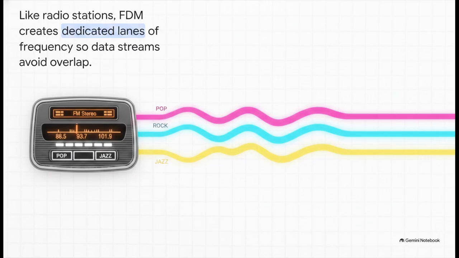But they don't overlap, right? Why? Because, say, the pop station is transmitting at exactly 98.1 megahertz, the rock station is hanging out at 100.5, and the jazz station is at 107.7. FDM creates these invisible, dedicated lanes of frequency for each data stream. They're all traveling together, but because they're vibrating at totally different frequencies, they completely ignore each other.